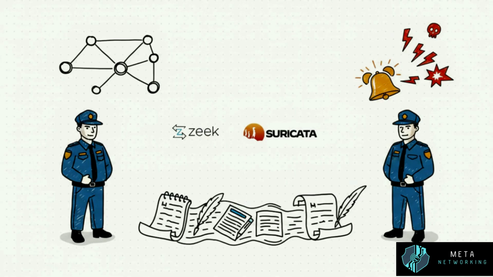And for that job, you need some seriously sharp security guards watching the gates. That's where tools like Zeek and Suricata come in. They sit on the network, quietly watching everything that happens, creating these super detailed logs of all connections. And they're configured to sound the alarm the second they see traffic that matches the signature of a known attack.